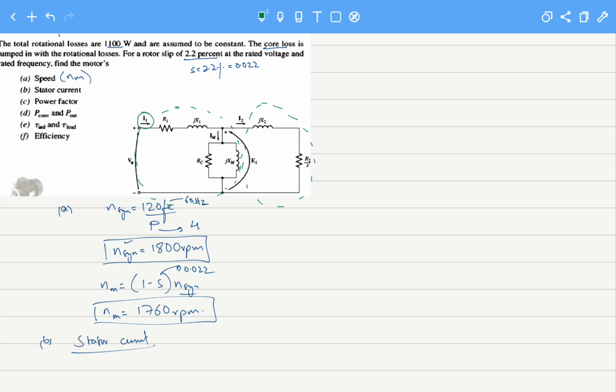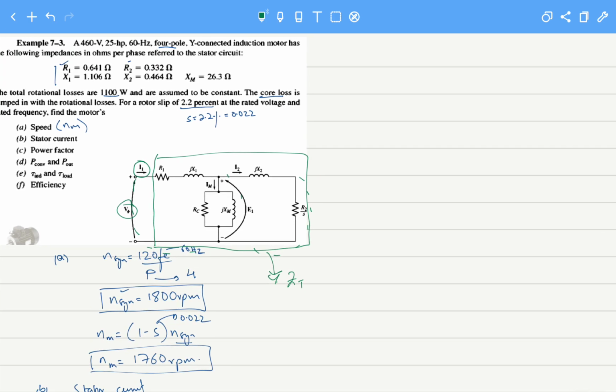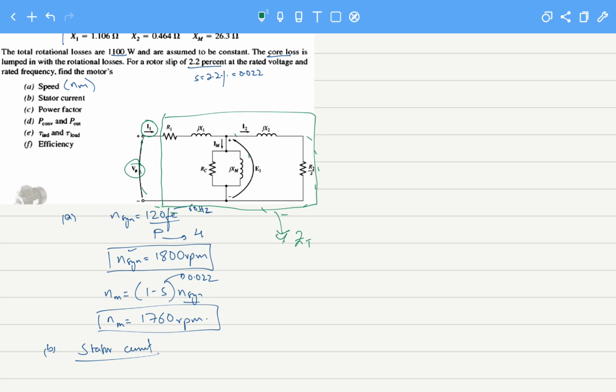Now the question of calculating the stator current becomes very straightforward, as this is a simple series-parallel RL circuit, as we have done in fundamental electronics courses. What I mean is, if I am able to calculate the resultant impedance ZT, then I know V phase. They have given me 460 volts, which is line-to-line voltage, but I can convert it into phase voltage. Then I can easily calculate I1.